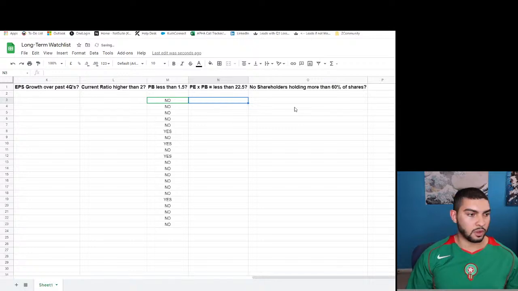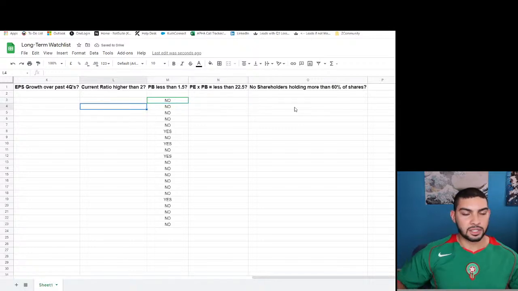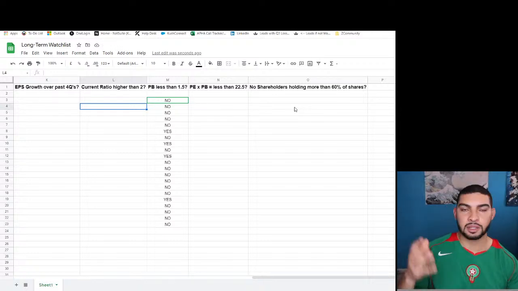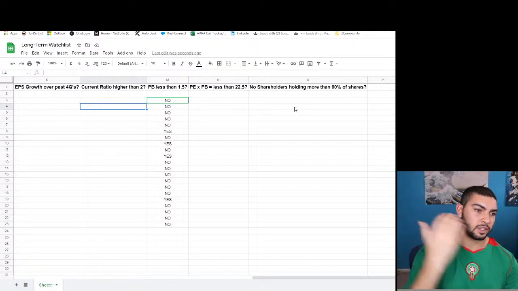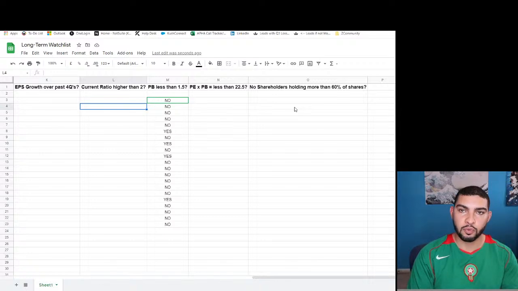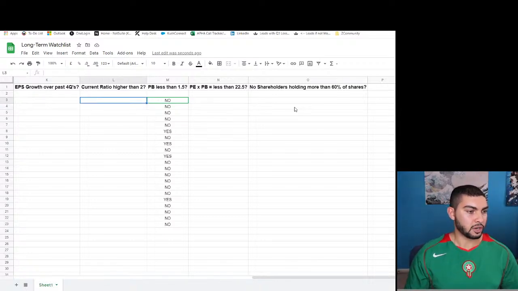We'll just go through all the PEs and PBs, but essentially what you want to do for this factor, in case we don't get to it, is multiply the PE ratio by the price to book. If it's less than 22.5, then you mark it down as a yes. And if it's more than 22.5, you mark it down as a no. Now over here, we've got a current ratio of higher than 2.